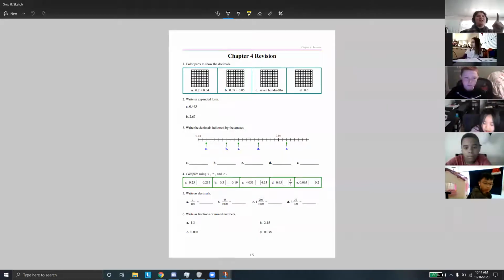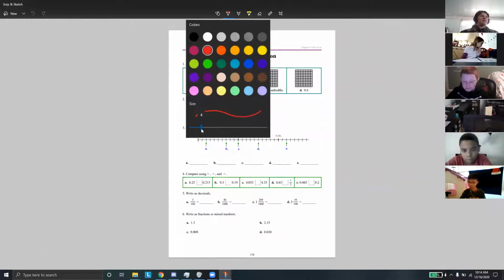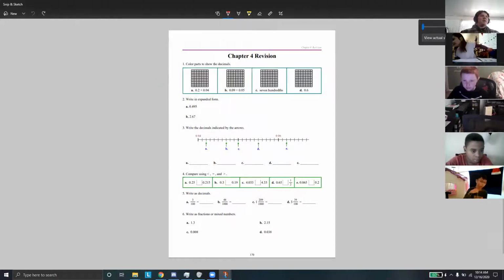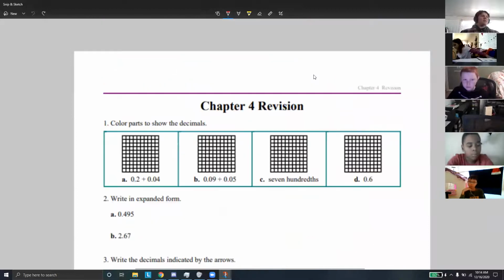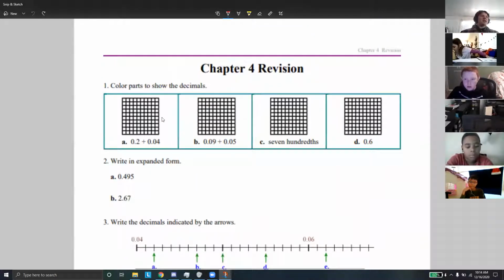We are going to be looking at the chapter for revision. Let's take a look at the first couple of problems. Problem number 1. Color arcs to show the decimal.